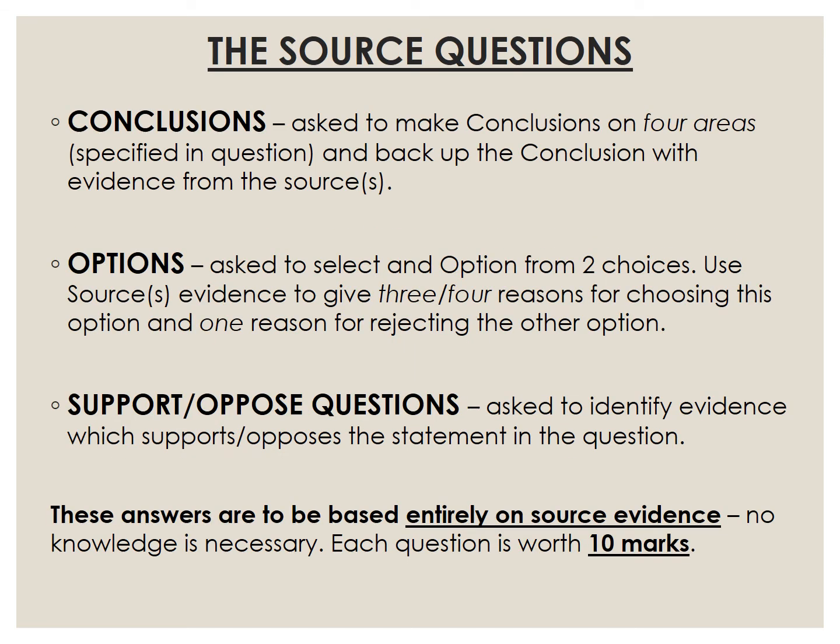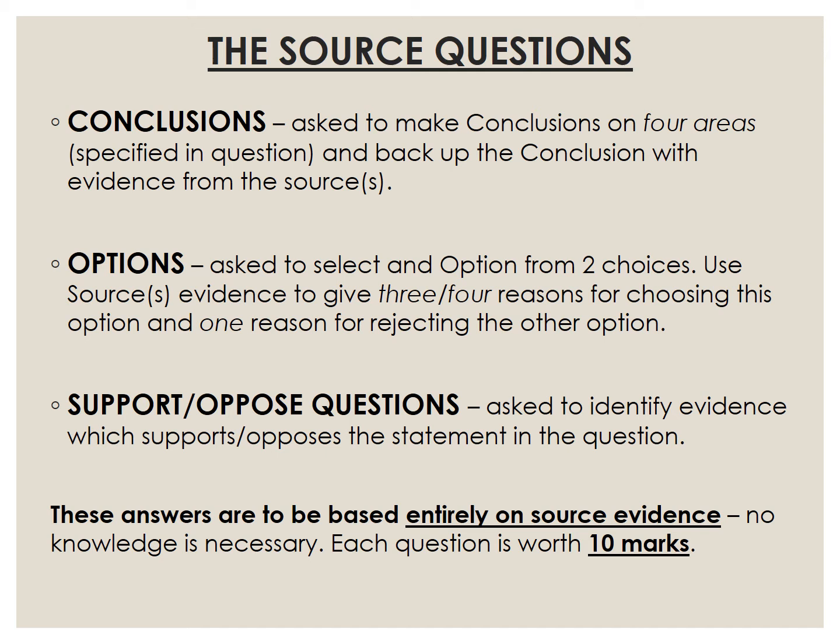In terms of the source questions or skills questions, there are 3 different types that will be assessed, so pupils will do 1 of each of these in the final exam and in the prelim. There's a conclusion question, where pupils are asked to make conclusions on 4 areas. Those are specified in the question, and then they have to back up those conclusions with evidence from at least 2 of the sources that are there.